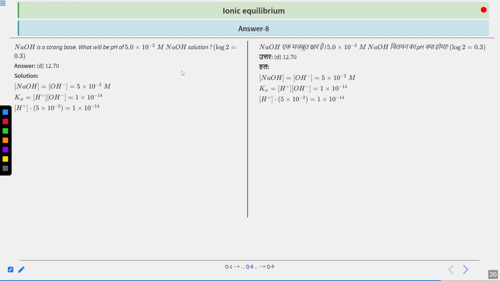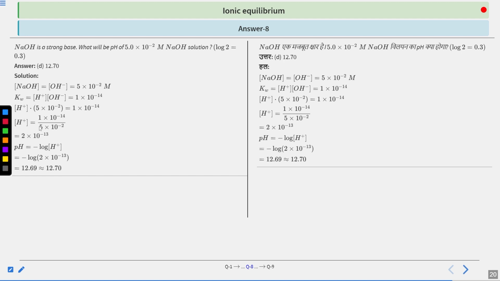Now, if you put the value of OH minus concentration, which is 5 into 10 to the power minus 2, you will get this equation. So H plus is equal to 1 into 10 to the power minus 14 divided by 5 into 10 to the power minus 2. So it is 2 into 10 to the power minus 13. How will we calculate pH? We will just take the logarithm of this H plus concentration with a negative sign. So minus log of 2 into 10 to the power minus 13. So that is 12.69, or 12.70 approximately. So this is your answer.